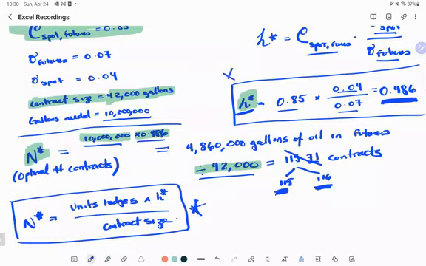So we have this formula, and these are the most important ones, right? The main formula here is this one. This one is just adjusting and finding out, okay, depending on how many units I'm hedging, how many gallons of oil I need in the futures, and then depending on the contract size, how many contracts do I need?